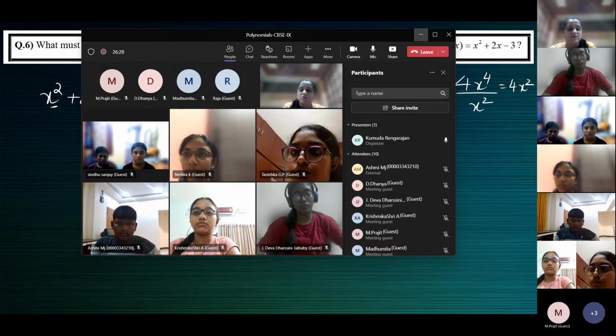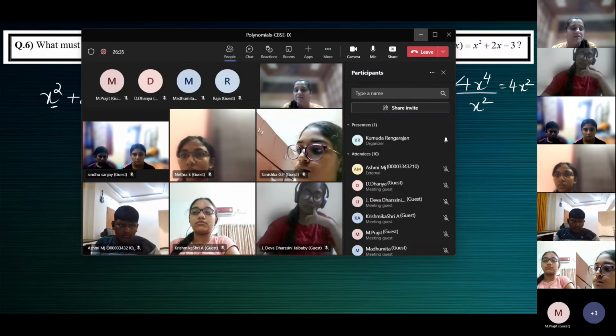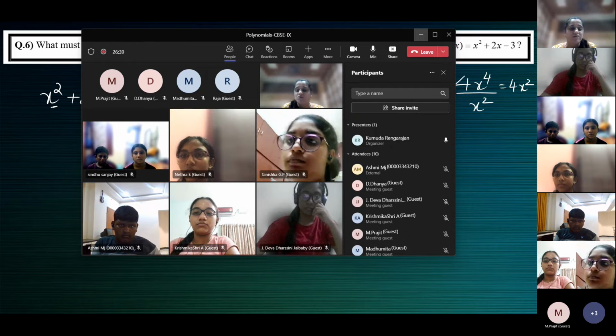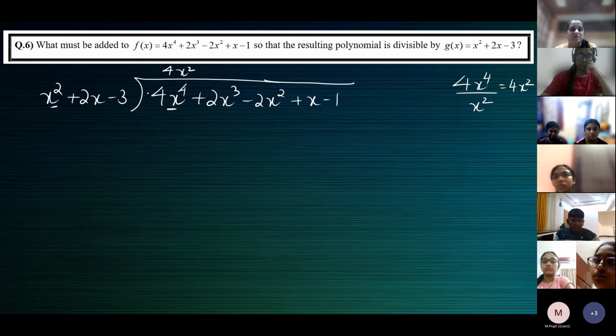So x to the power 4, then x power 3, then x power 2, then x power 1, and then the constant. Similarly, in the divisor, 2 is the highest power, so you should have x square first, and then the x term, and then the constant. That's very important before you start the long division. See here, x to the power 4, x to the power 3, x to the power 2, x to the power 1, and then the constant.